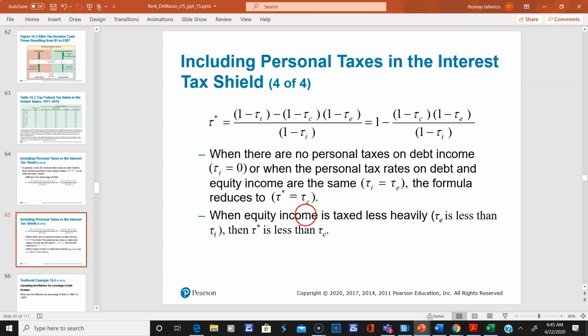So when equity income is taxed less heavily, TE is less than TI, on the debt, then T star is less than T equity, all right? So there's a couple rules with this equation. And if you throw some numbers in here, you could kind of figure out what's really going on here with this equation.